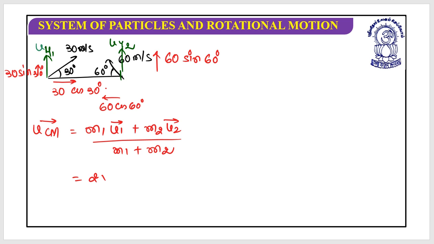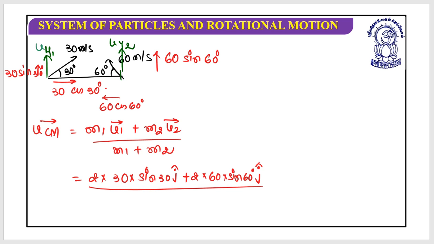For mass 1, it's 2 into 30 into sine of 30 degree j cap, plus M2, it's 2 into 60 into sine of 60 j cap, divided by M1 plus M2. So this is 2 plus 2, which is equal to 4. I hope this is clear. Is it clear?